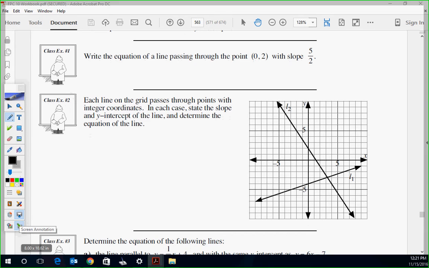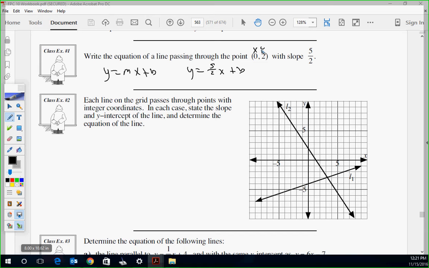Write the equation of a line passing through the point (0, 2) with a slope of 5/2. Now, when you're given a slope and a point, you can plug things in and solve. Let me show you what I mean. But we don't have to do that yet. I'm going to show you in a second. y equals mx plus b. We're given m, so I know it's this. And we're also given (0, 2), which is a point x, y. Does that make sense?